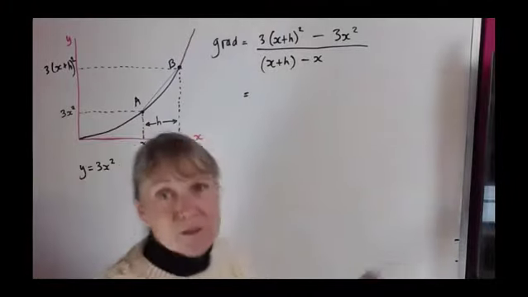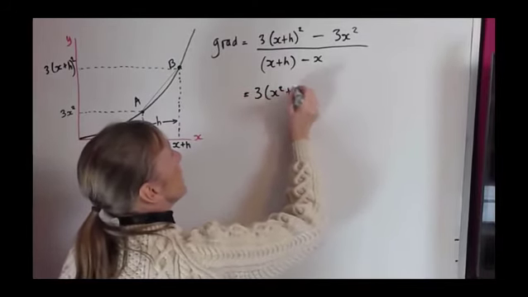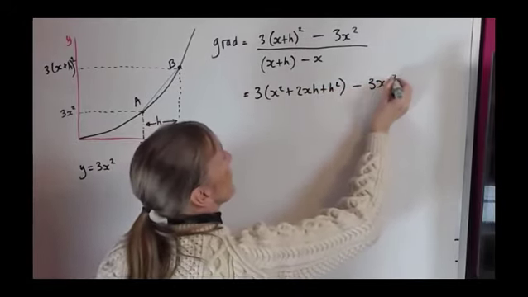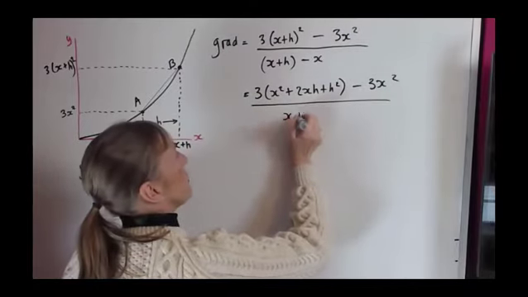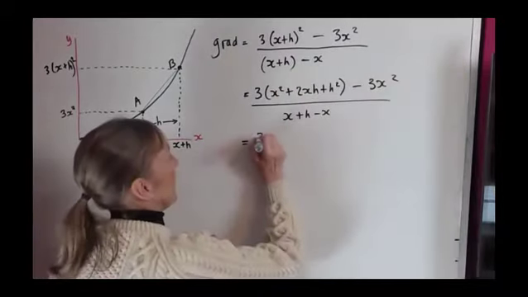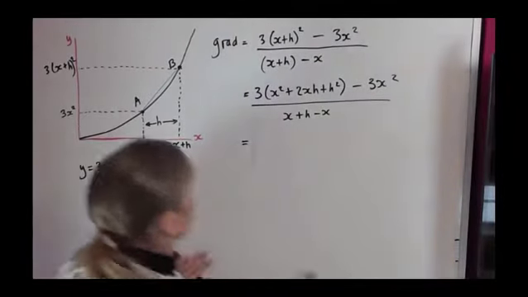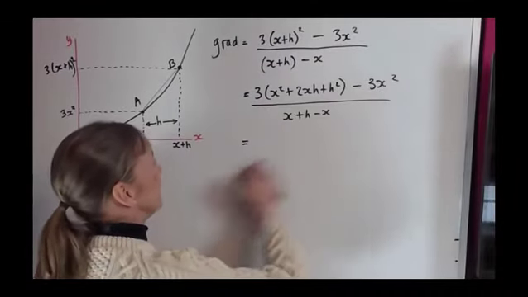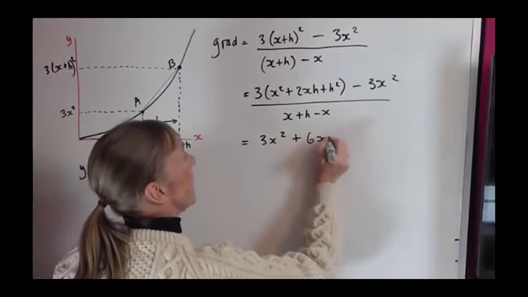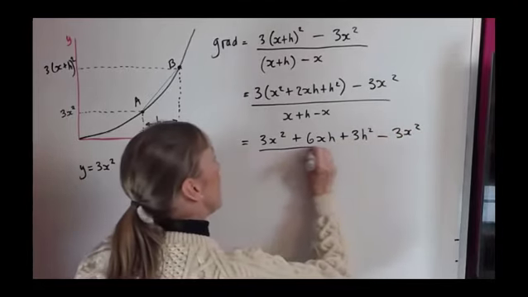I'm now just going to do a little bit of school maths and multiply out that bracket, to get rid of those brackets. Now I'm going to multiply out by 3. I want to keep this short, so I'm not going to go into what happened there. So multiply out by 3, we get 3x squared plus 6xh plus 3h squared minus 3x squared, all over h.